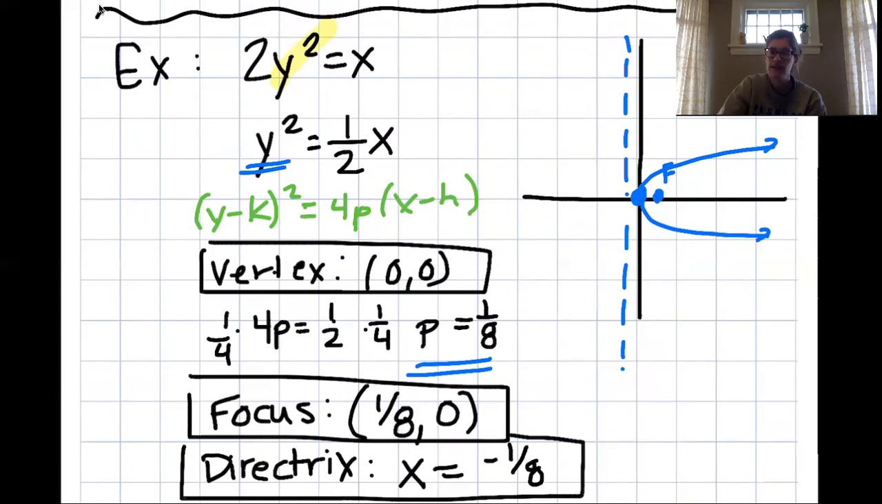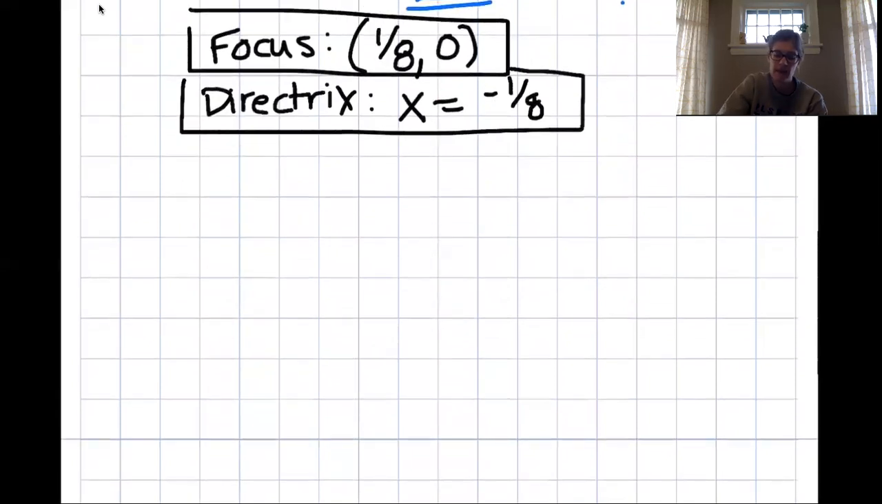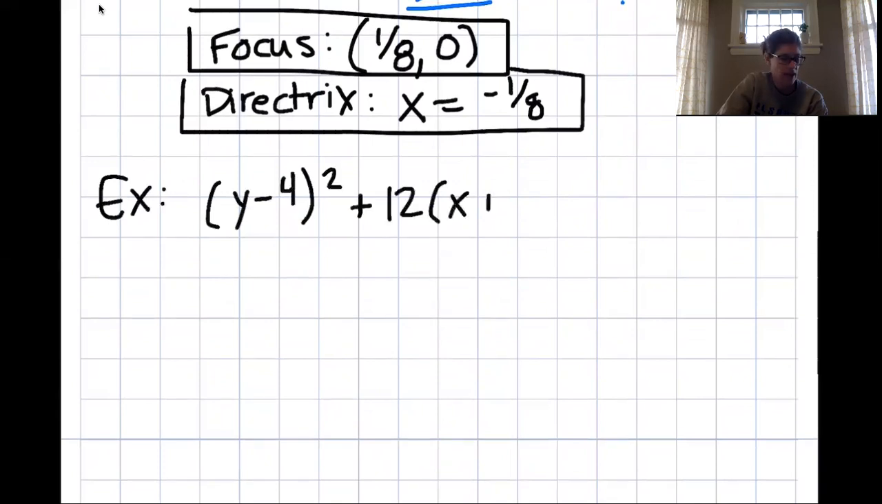Okay, so if you're missing some h and k, just make sure you still solve for your x squared or your y squared before you start picking apart what is your p value. Okay, let's do another example. In this example, I'm going to give the equation y minus 4 quantity squared plus 12 times x plus 2 equals 0.